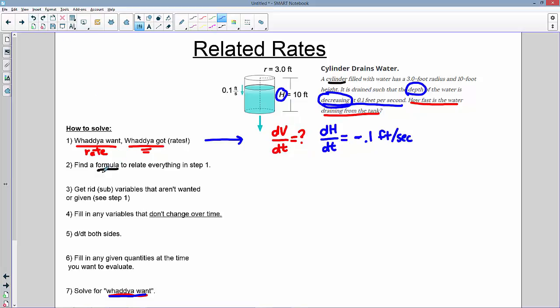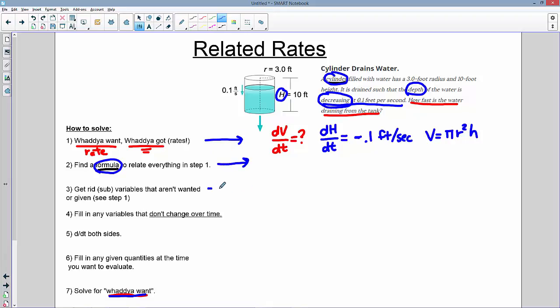Okay, the next step is write a formula. We're going to create a formula, and then we're going to take the derivative of it. So we need a formula that relates this. Well, it's a cylinder, as we saw earlier, and it's the volume formula. So my formula is going to be V equals base times height, right? Base area pi r squared times height. Okay, so that's steps 1 and 2.